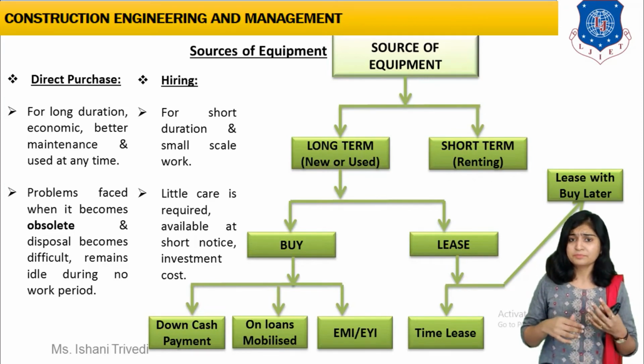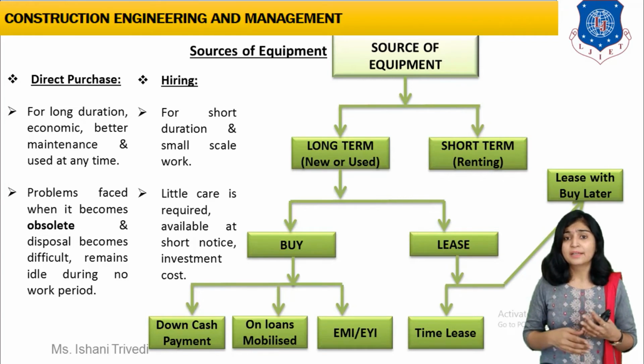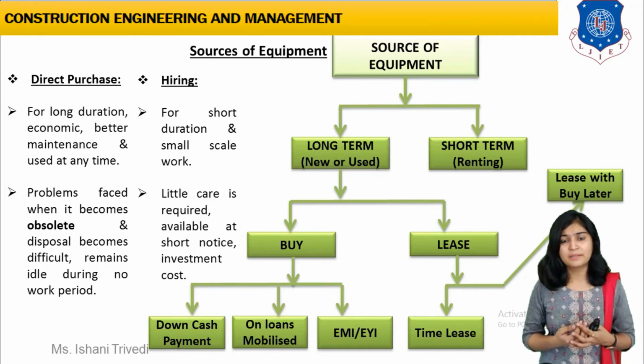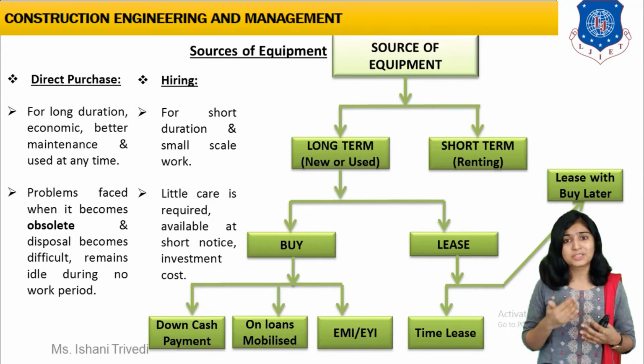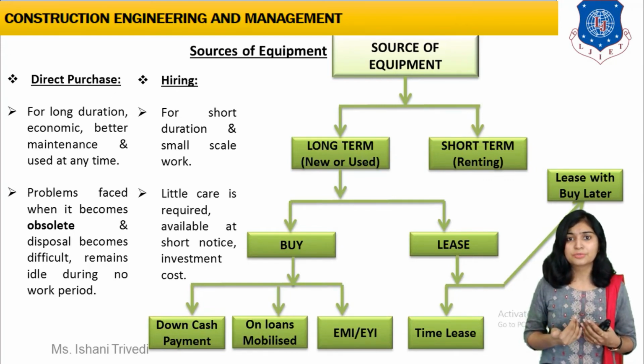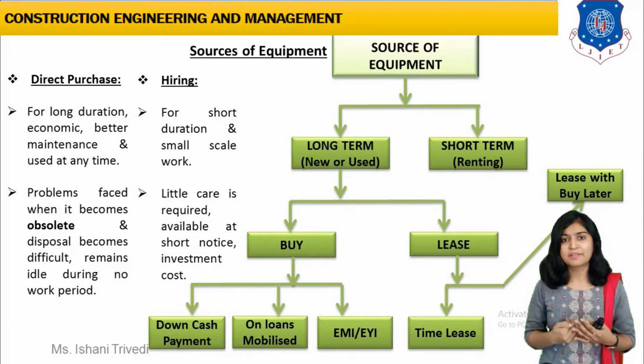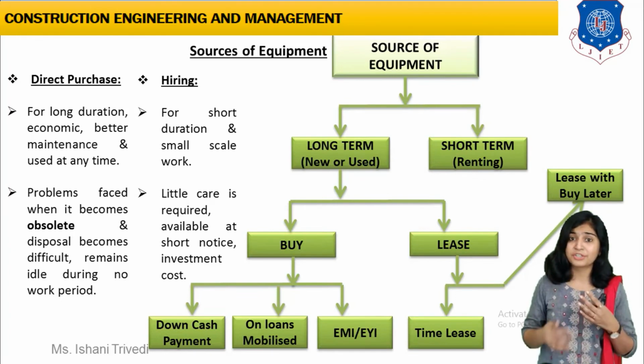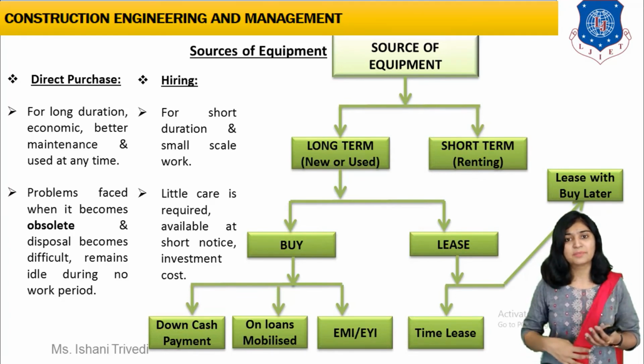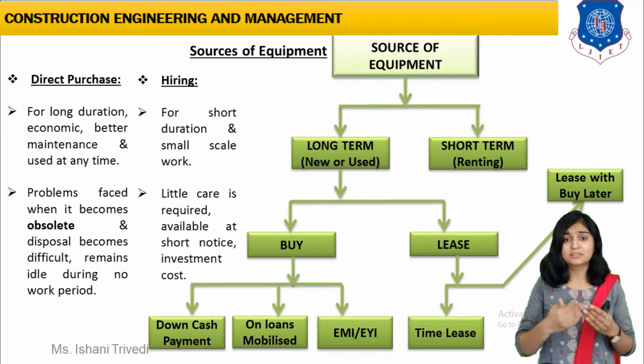Then we have mobilized loans, right? Now, who are going to give these loans to the companies, the construction companies? So we have certain industrial sector banks related to this finance of the construction equipment, and those industrial banks and sectors are going to give mobilized loans. And last we have installment, right? Either equated monthly installment or yearly installment. You can purchase that way also. So these are the three options by which you can buy the equipment.